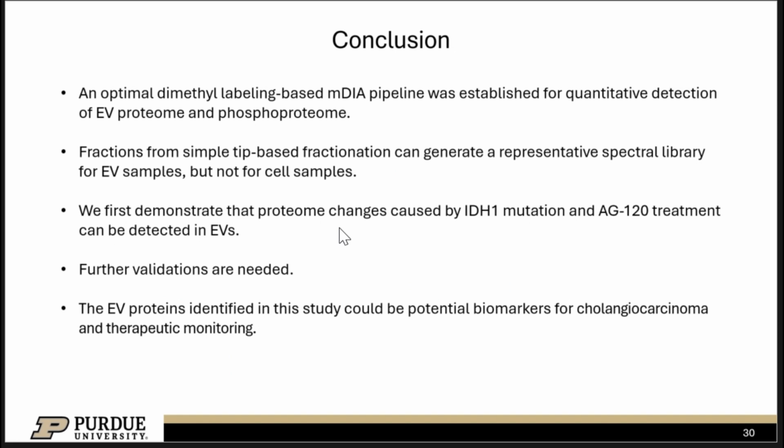So in conclusion, I hope today I showed you that we evaluated the optimal dimethyl labeling-based multiplexing DIA method for quantitative detection of EV proteomes and phosphoproteomes, although we are still collecting phosphoproteome data. And we found out the fractions from the simple tip-based fractionation provide enough resolution for the EV samples, but not the cell samples. We also first demonstrated that the proteome change for the IDH1 mutation and the inhibitor treatment can be detected in the EVs. So further validation is still needed.